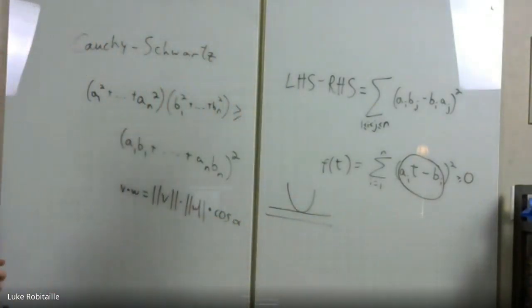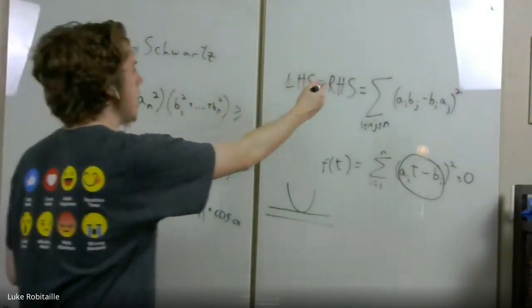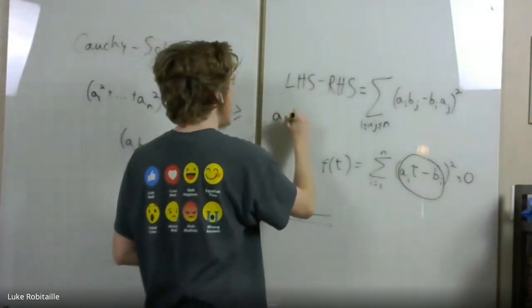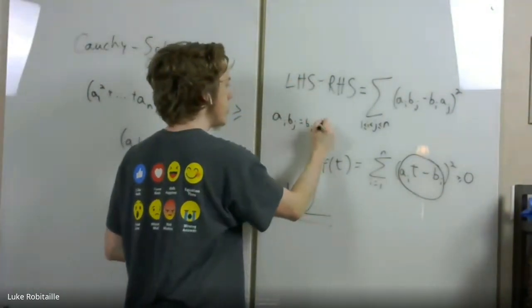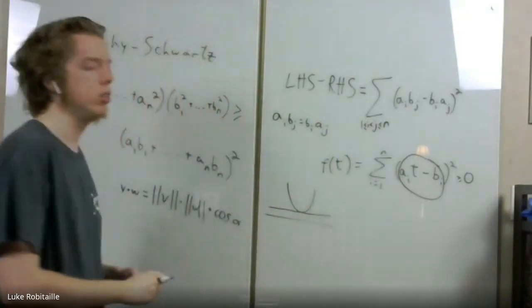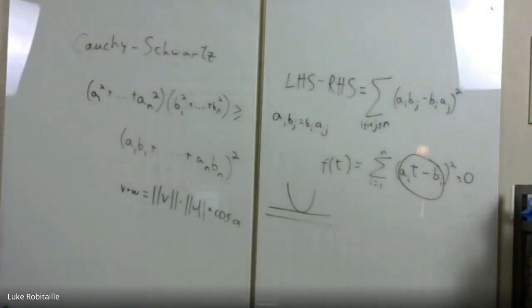So this is true. And so you can see what the equality case is: you would need a_i b_j to equal b_i a_j for all distinct i and j. This is equivalent to either the a_i are all 0, or the b_i are all 0, or they are proportional. And this is Cauchy-Schwarz.